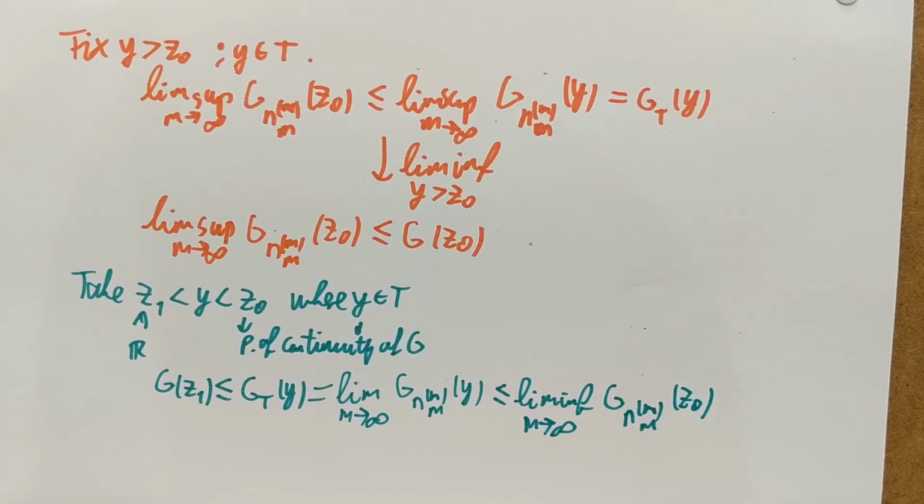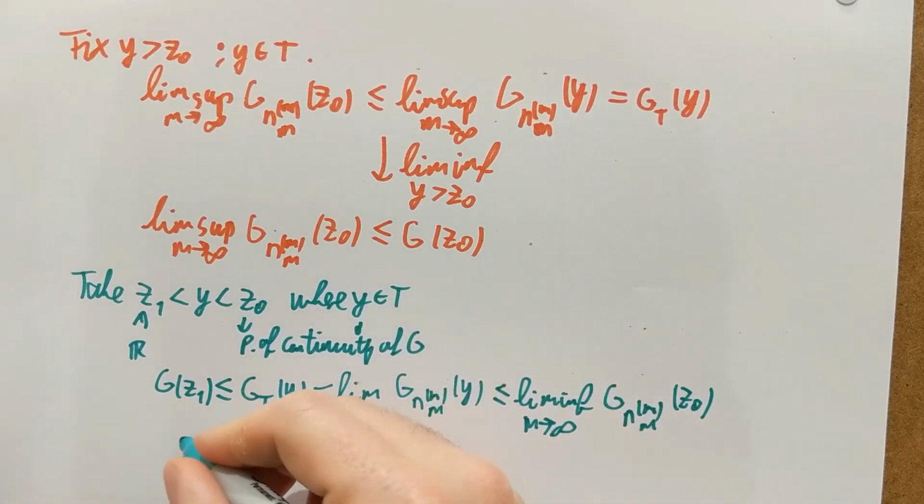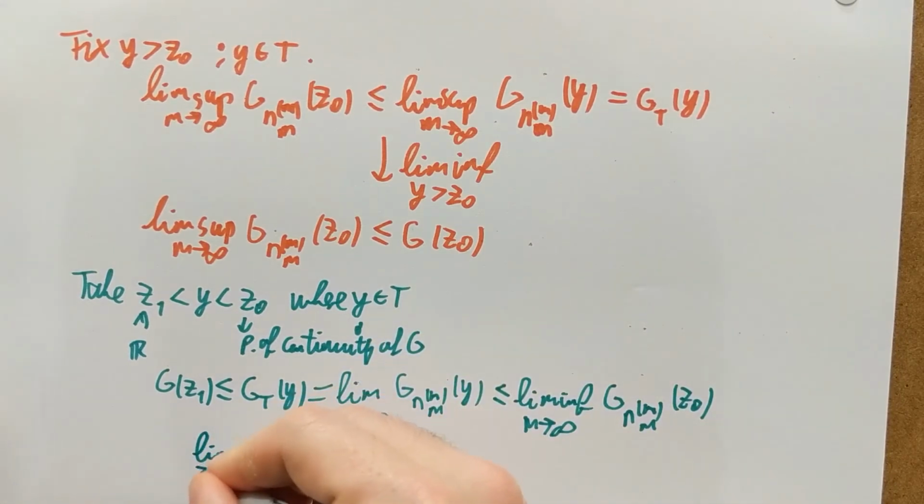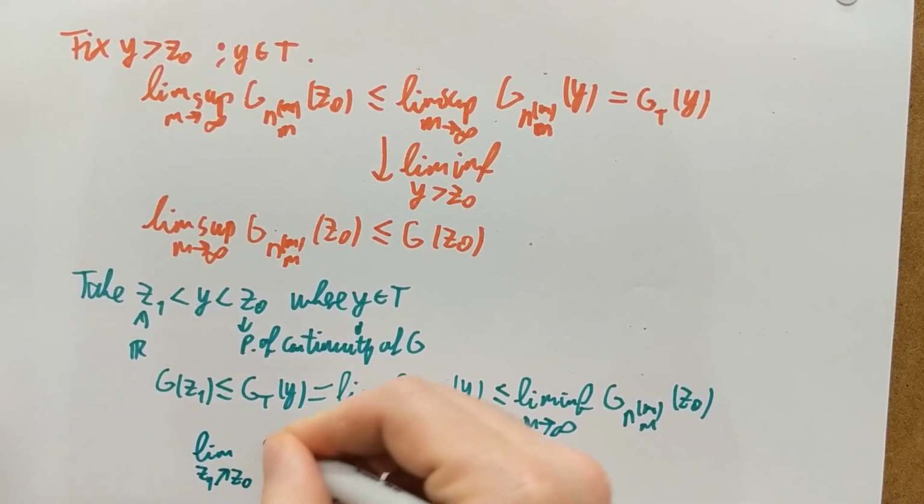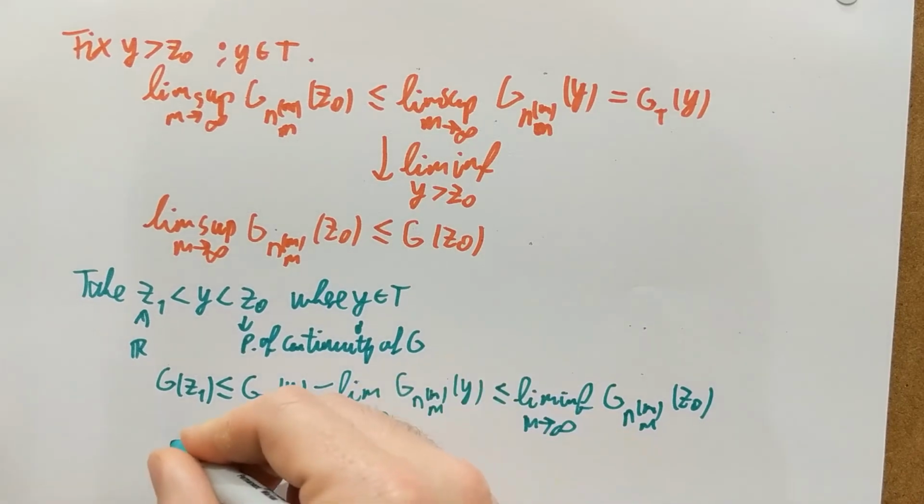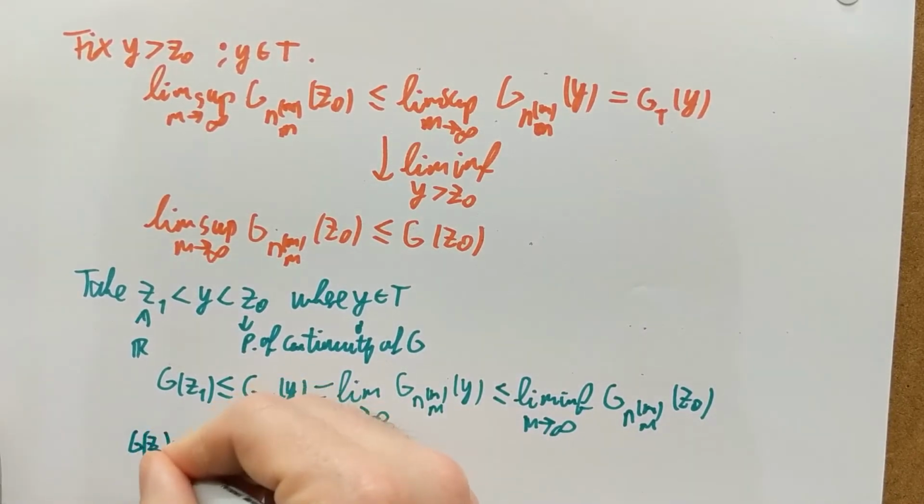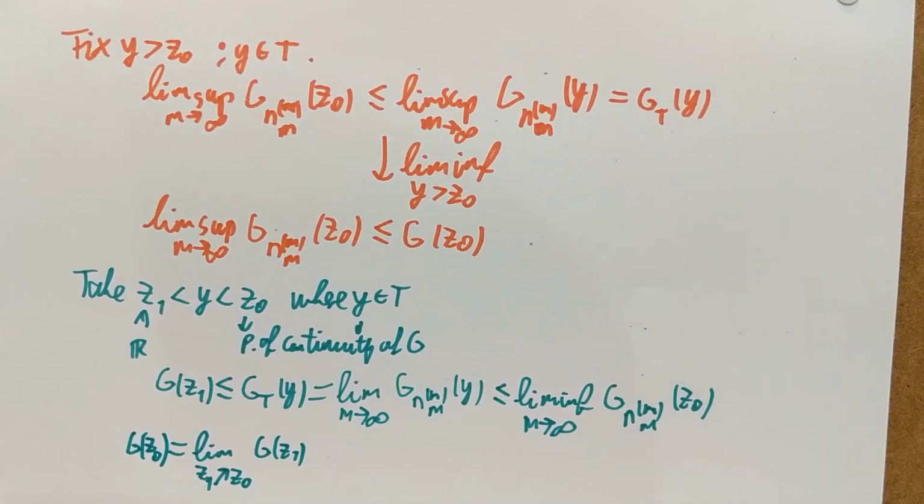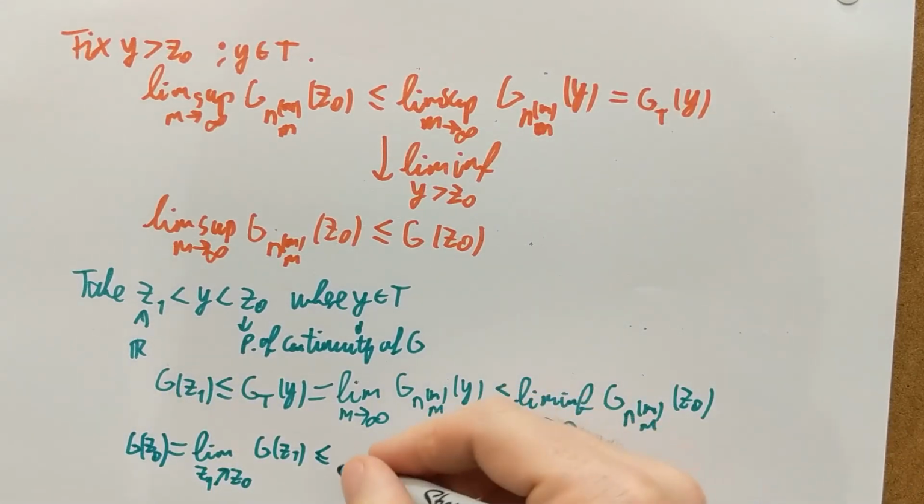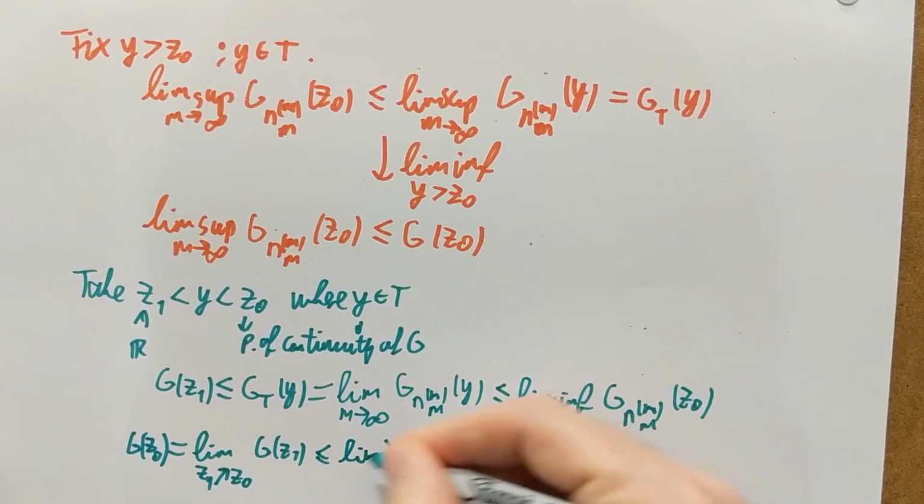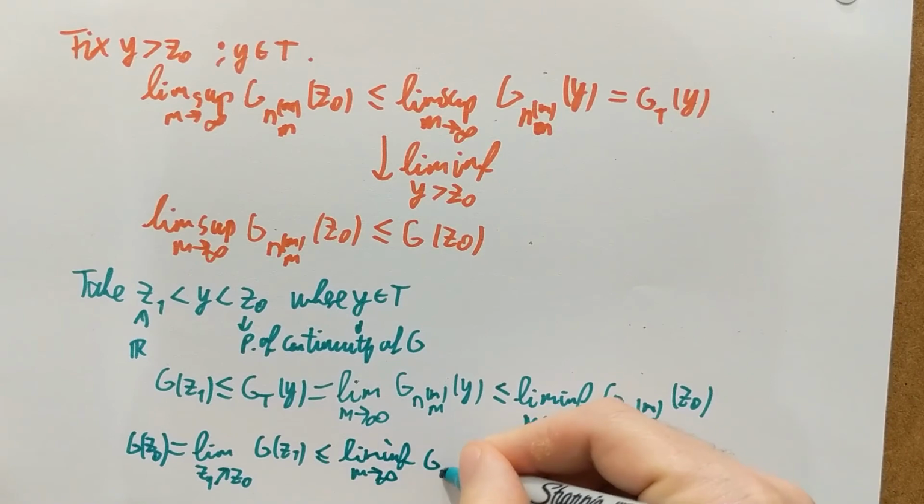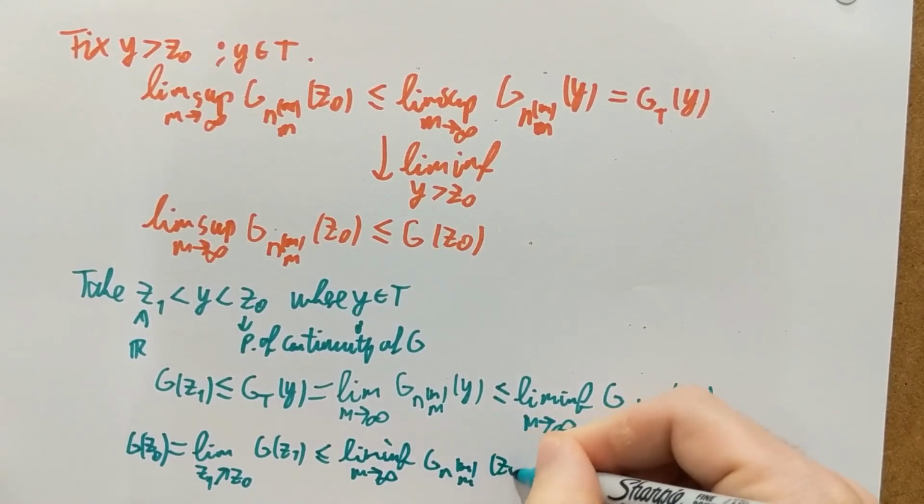Okay. However, now I want to make use of the fact that Z naught is a point where G is continuous, and therefore if I start looking at the limit as Z1 goes up to Z naught of G of Z1, then I must have G of Z naught by continuity of G, because at Z naught G is continuous. And if I now, on the right hand side, just plug in what I had in the previous row, every single member here is bounded by that lim inf, so that survives the limit as well, and this is smaller than or equal to the lim inf as m goes to infinity of G_{n_m} at Z naught.